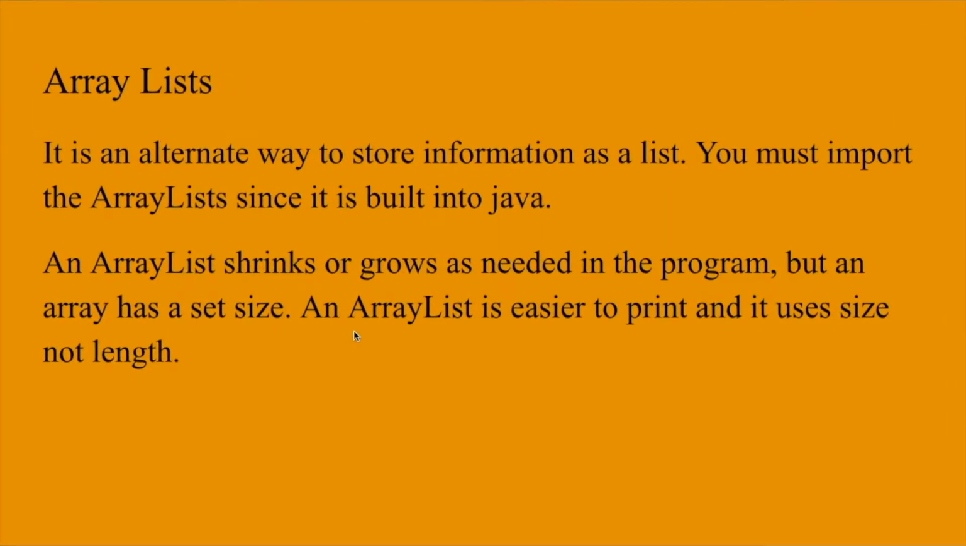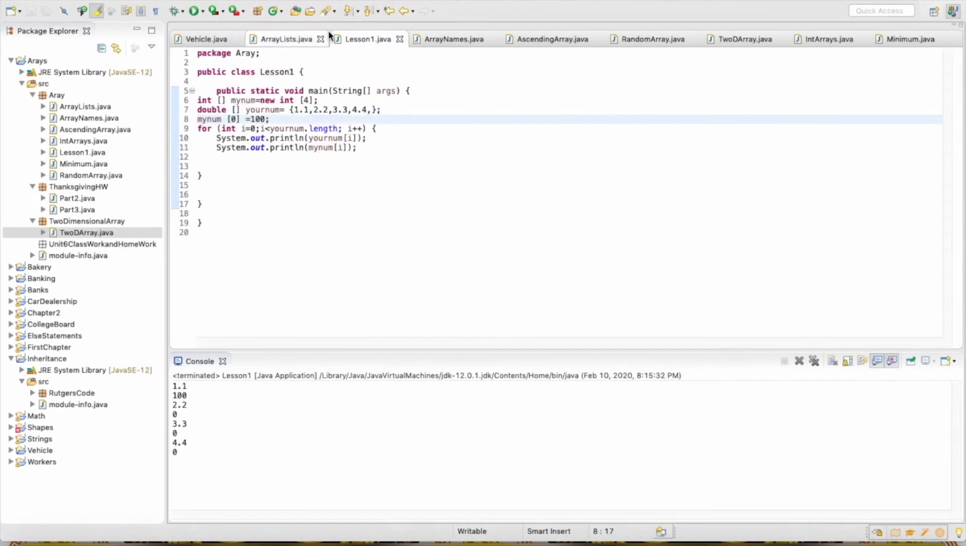Alright, array lists. An array list is an alternate way to store information as a list. You must import the array list since it is built into Java. An array list shrinks or grows as needed in the program, but an array has a set size. An array list is easier to print and it uses size and not length. So, let's look at an array list.